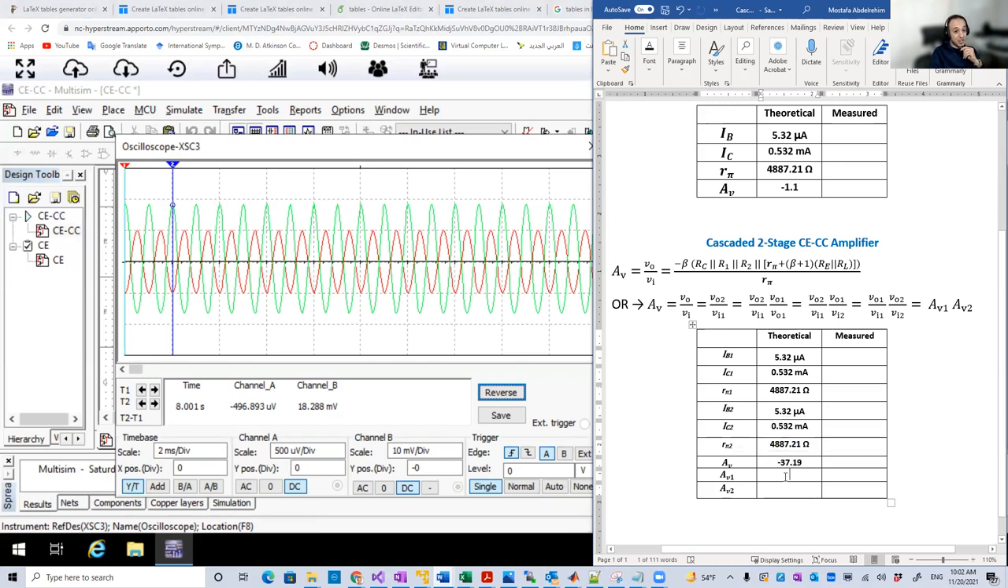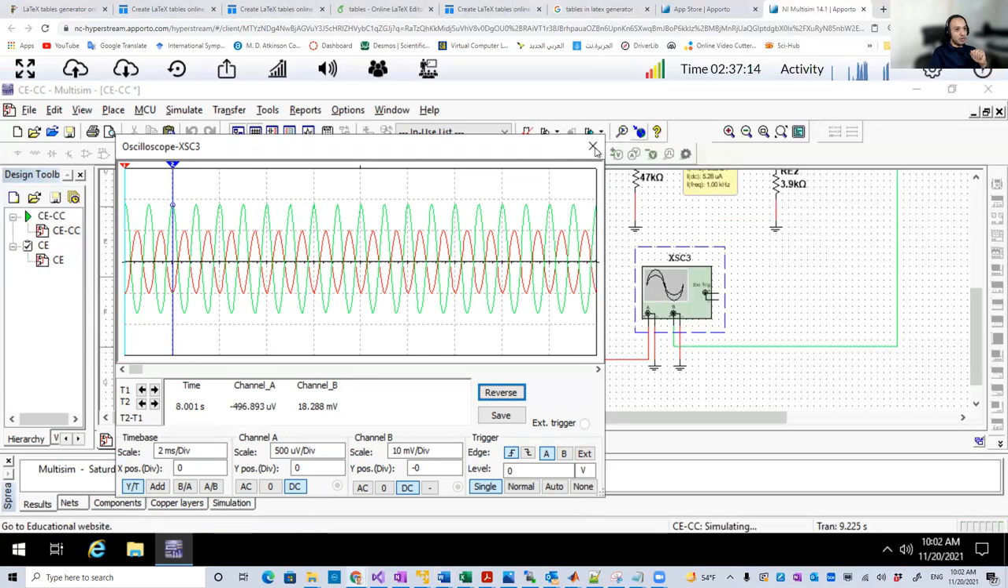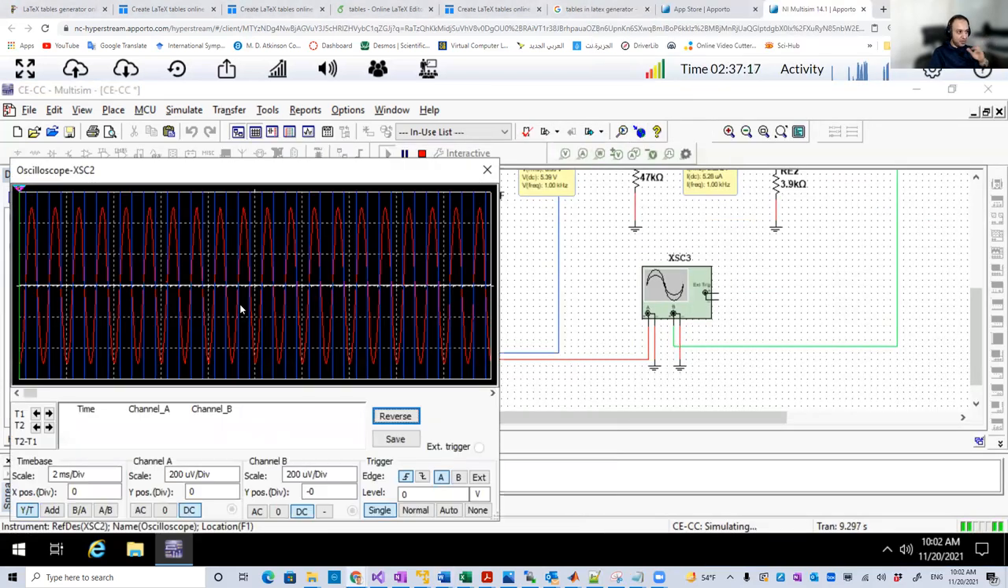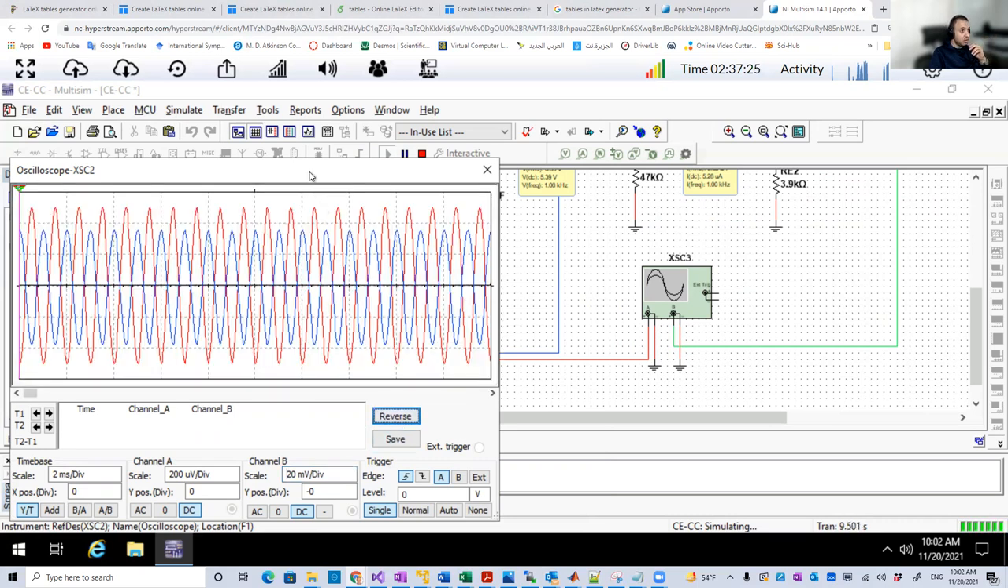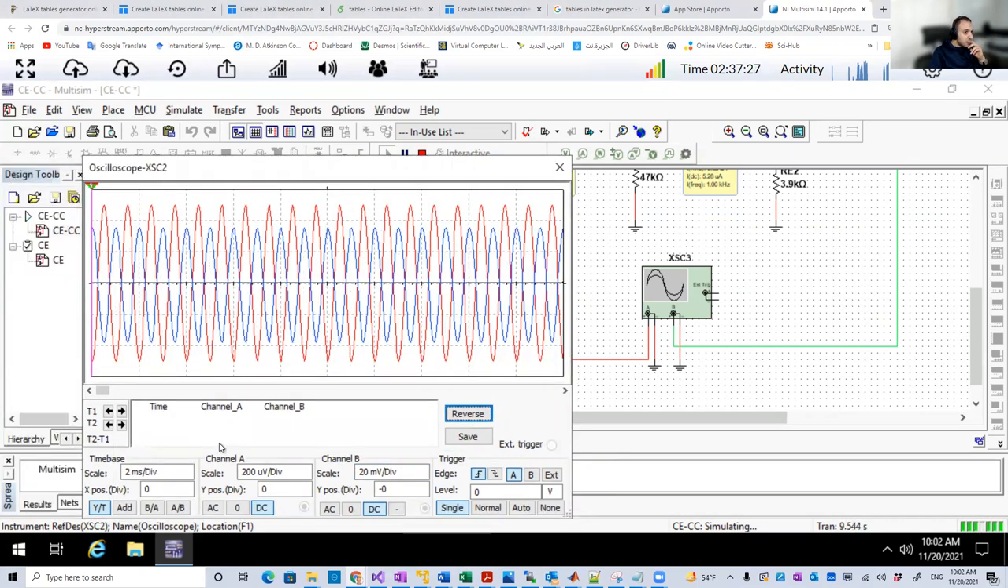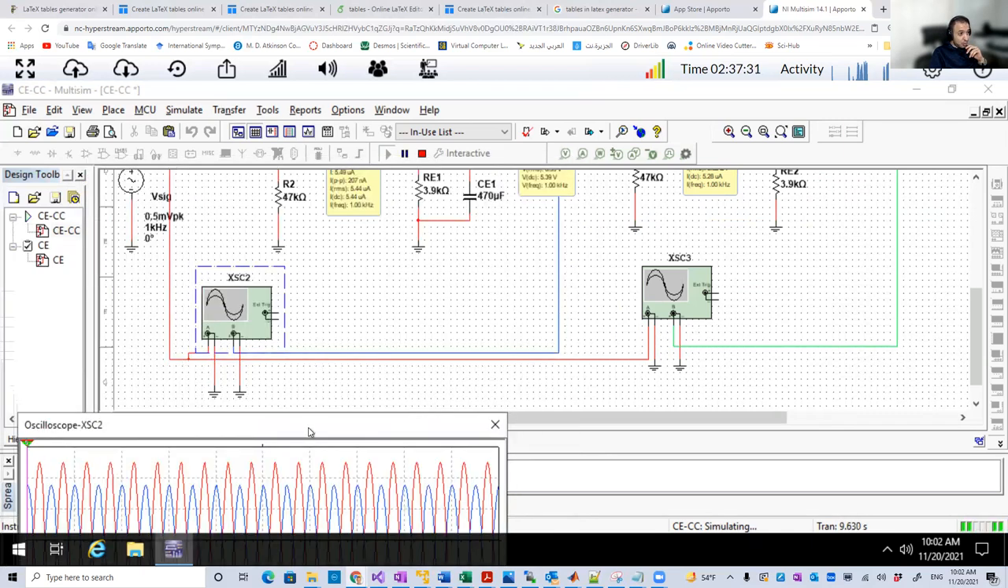Okay, now let's measure EV1 and EV2 and verify that when we multiply them by each other, they should give us 36. Let's do that. So we're going to go back here. Let's measure EV1 first. Again, don't judge until you measure because the scale is different between both. So the input here, let's check. The input is red, the output is blue.